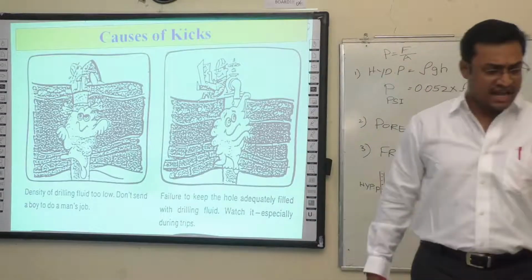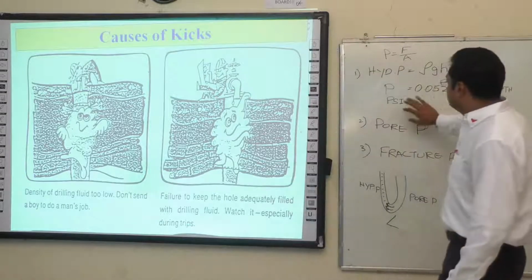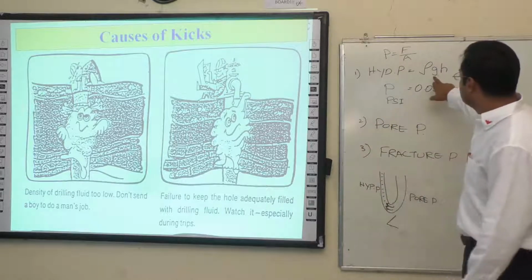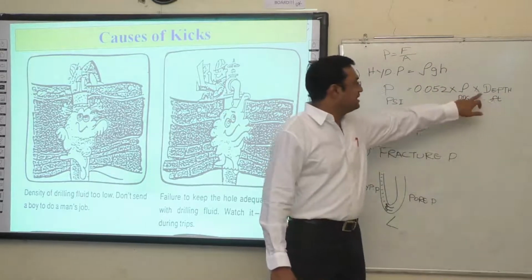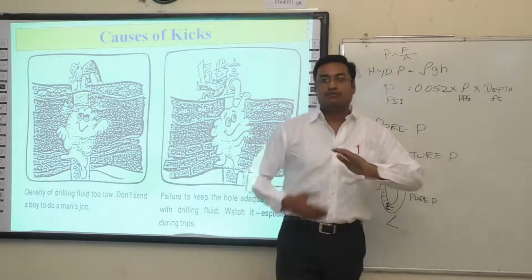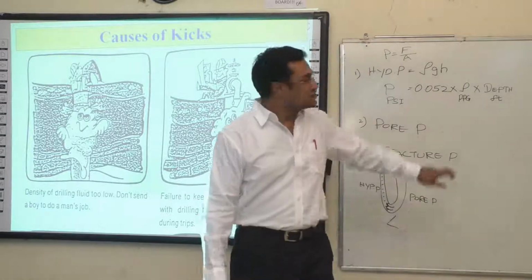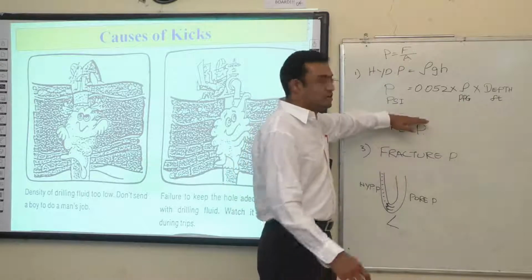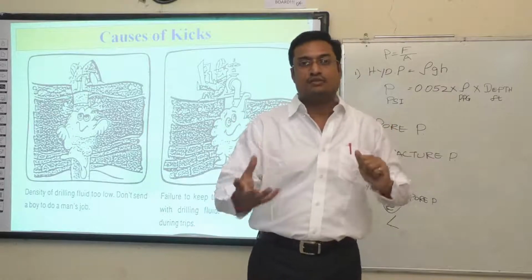Underbalance condition happens. In this formula, the hydrostatic pressure goes less than the pore pressure. So there are some parameters here: the density and the depth. The density of the drilling fluid we are using at that depth, if it is not high enough to control the pore pressure, that will cause a kick.